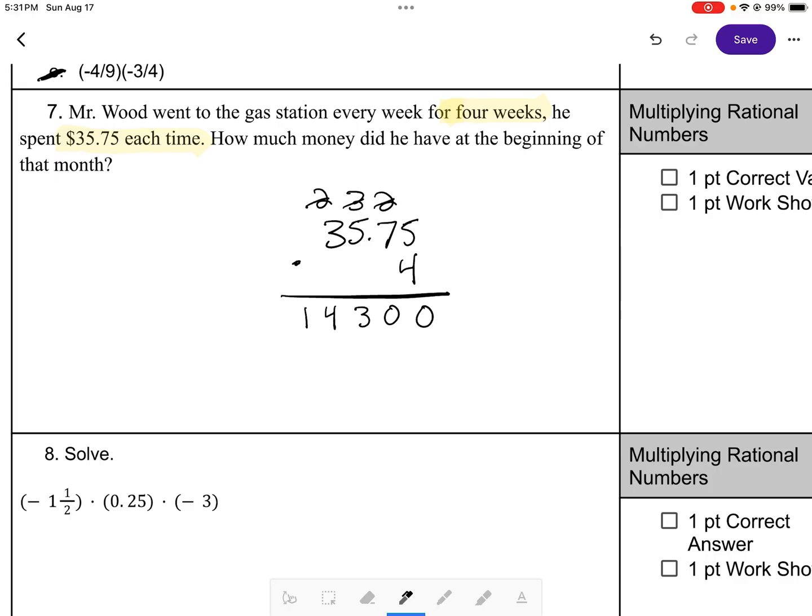So now I need to move my decimal. This is the part that's kind of tricky when we're doing this. I need to move my decimal 1, 2 places to the right. Or I'm sorry, to the left. Because of my original problem here, my decimal is 2 places over. I need to move it 2 places to the left in my answer. So that gives me an answer of $143. That's how much money I started the month with.